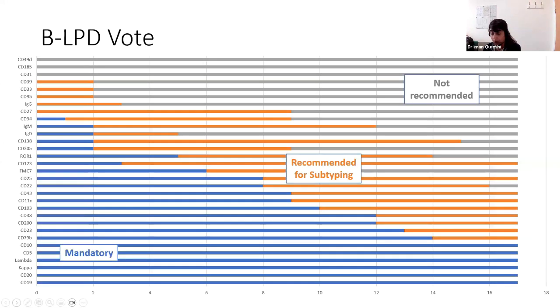This is a horrible slide, but it's mainly meant to show that we asked the participants to rate each of the B and the T cell markers as mandatory, recommended for subtyping, or not recommended. Then we went back and did almost the exact same again after we disseminated some of the results. Again, a difficult slide to look at, but what I wanted to emphasize is that a lot of labs agreed with the mandatory ones, and similarly for recommended for subtyping and not recommended.